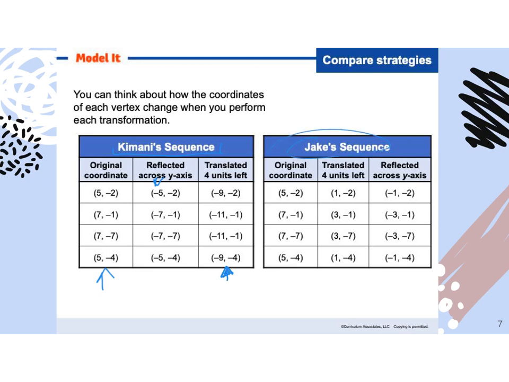Doing Jake's sequence, first we're going to translate by 4, so first we subtract 4 from all of our x values. Then we reflect across y, so all of our x values then become their opposite. So now we end up here at completely different ordered pairs than Kimani's sequence. So they're in completely different locations because we did the sequences in a different order. So the order does matter in terms of location, but not in terms of size and shape. They're still congruent, they're just in different locations.